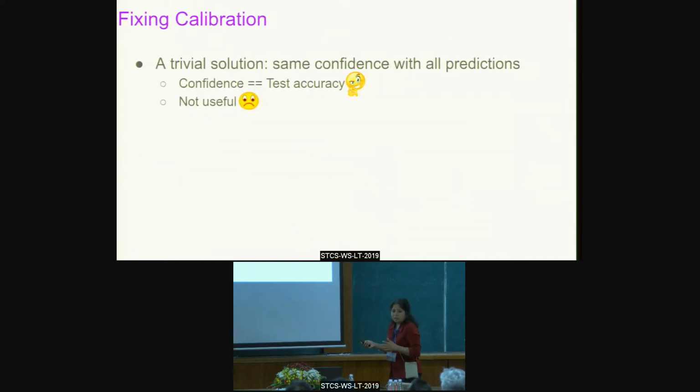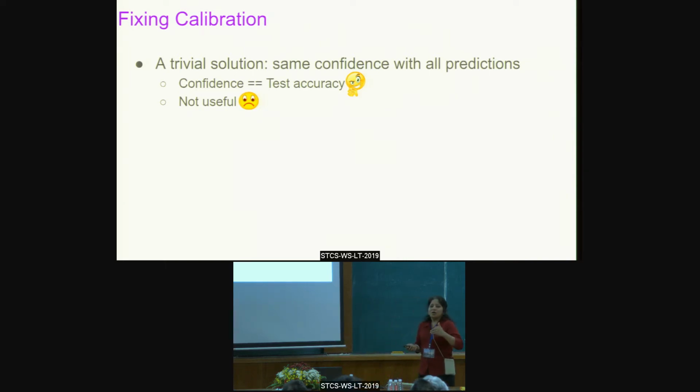Now if you think about calibration, it's very easy to achieve. If you only care about calibration, first I will use a validation data set and figure out what is the accuracy of my classifier. And now with all my predictions, I will give that as the confidence. Then I will of course be calibrated, right? But then it's not very useful, right?